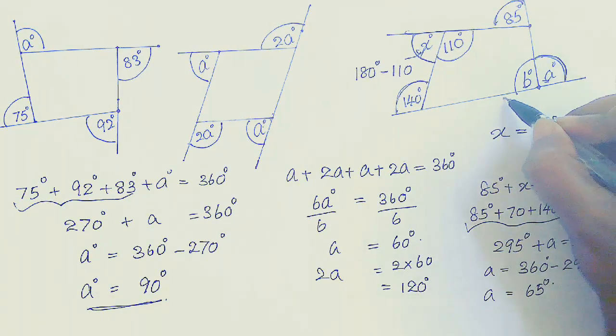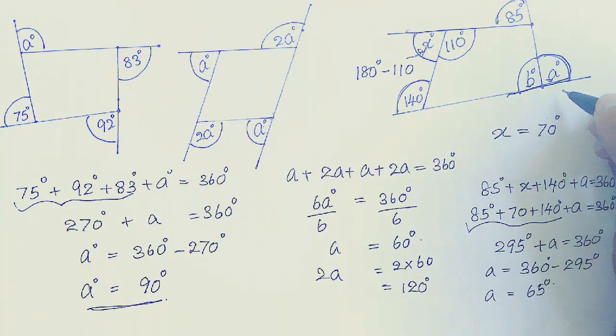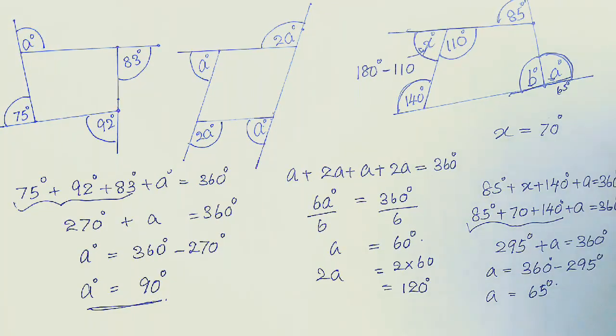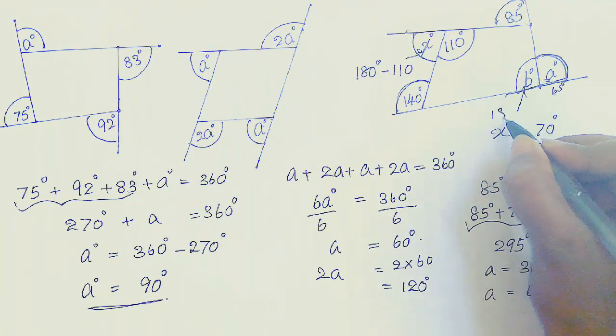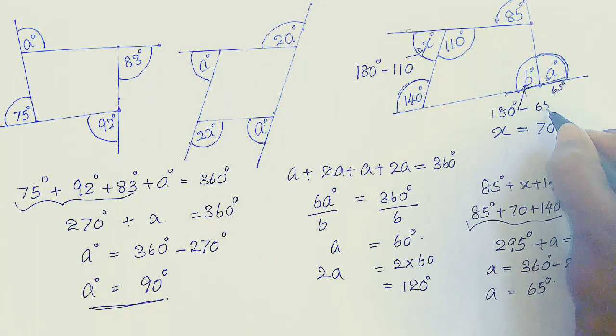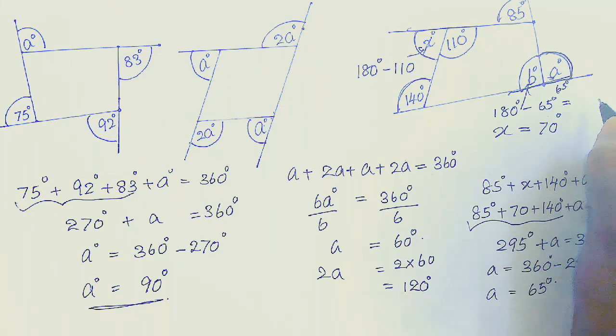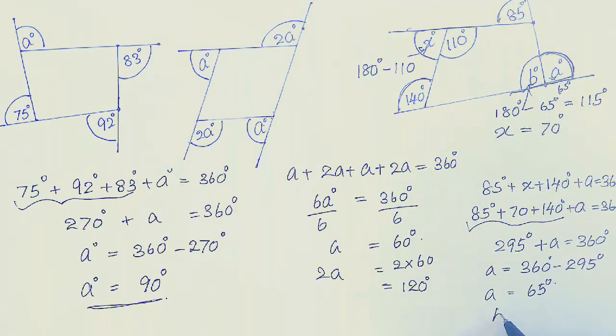Now you can see A and B are on a straight line. A is 65. Then we can find B by subtracting A from 180 degrees. Then B should be equal to 115 degrees.